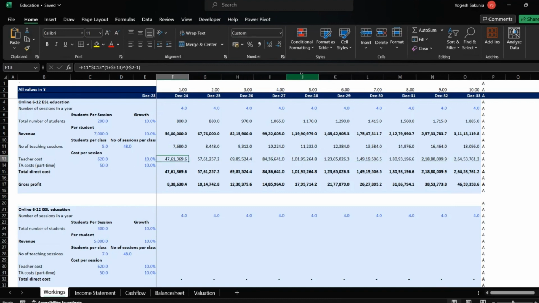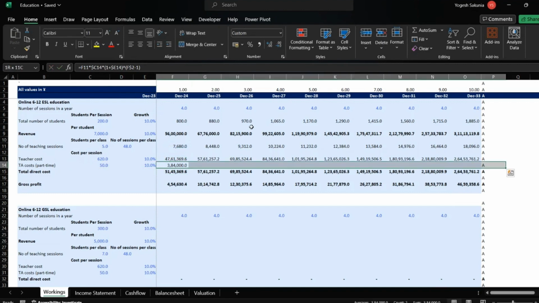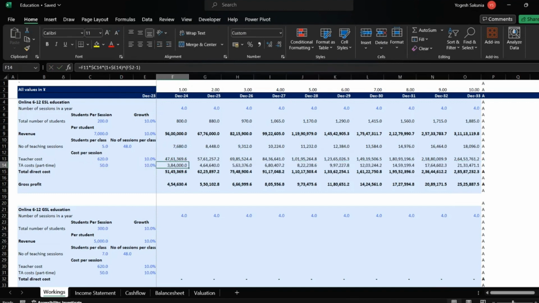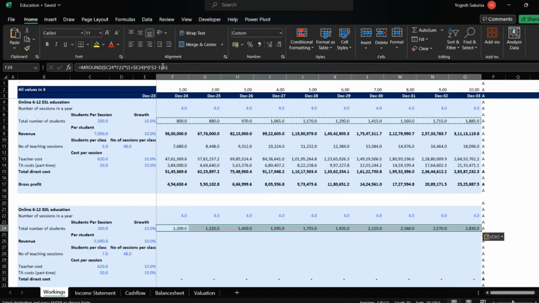Let's copy this formula down. It's not going to work, but the only thing that needs to change is this, right? So we've got the revenue from this particular product, and then obviously we've also got the direct cost for this product in terms of the teaching cost. Right, now that we have built the formula, I think we should be able to replicate the same thing here.